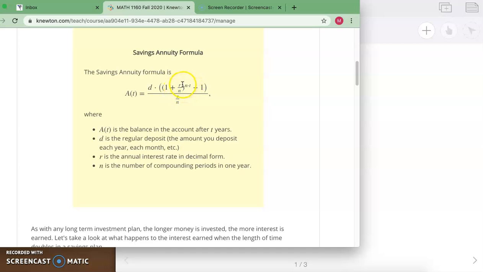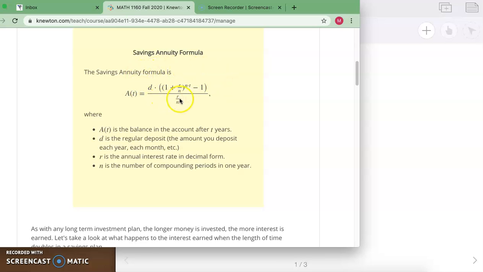Now, R is your rate, your interest rate. N is the number of times the interest is compounded in 1 year. So let's say the interest is compounded monthly. That means your N would be 12. Let's say it's compounded daily, which is not common. It would be 365. That's just an example. And then all of that is to the N times T, the number of times it's compounded times T, the number of years, minus 1.